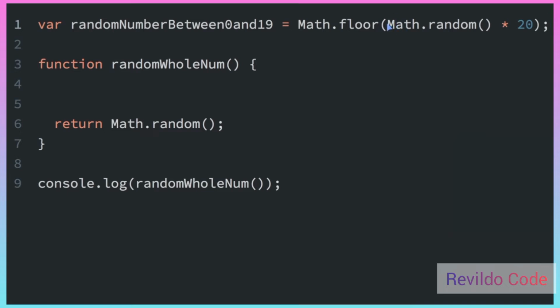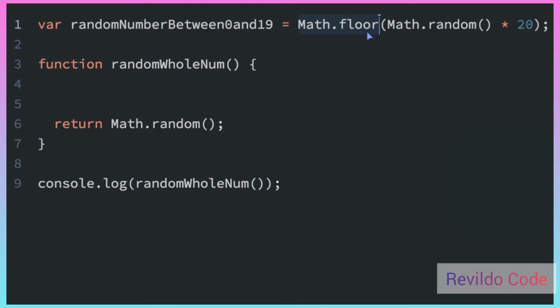Remember, Math.random can never be 1. It can be 0, but it can never be quite 1. So when we multiply it by 20, we are going to get a number between 0 and 20, but not including 20. Then we round down, which will end up being 0 to 19.